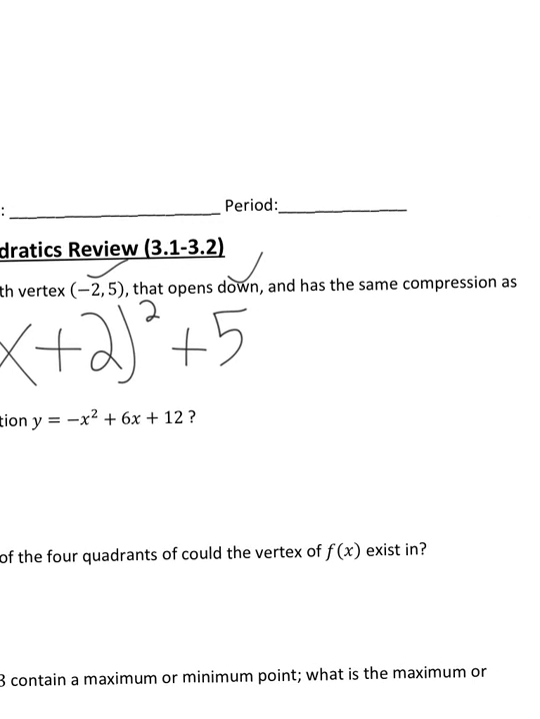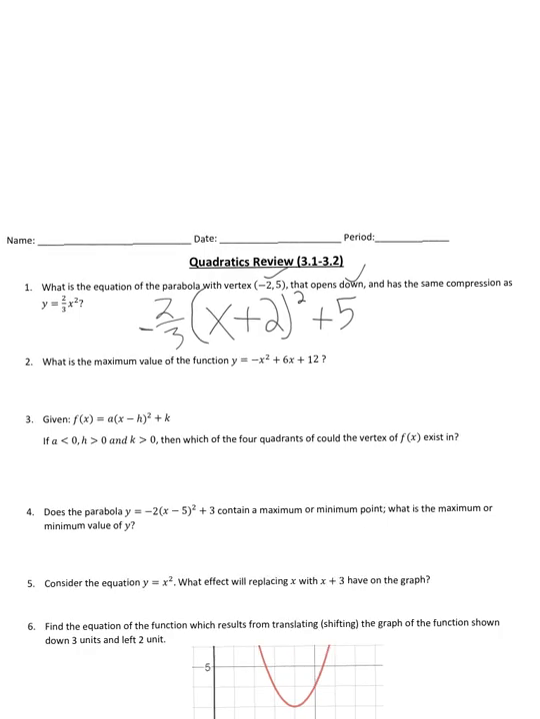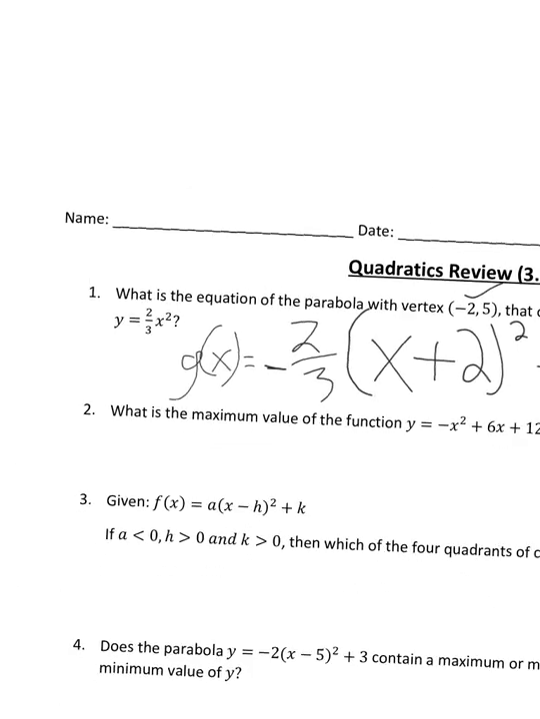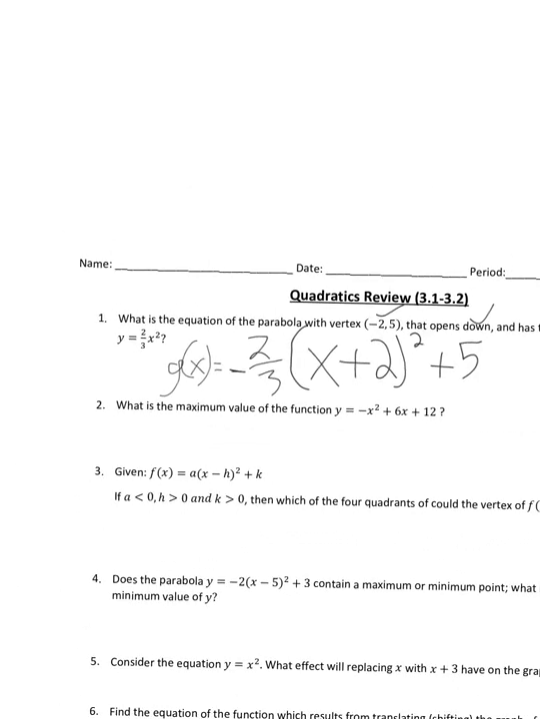And then it says it has the same compression of 2/3 x squared, which it does. So, usually when you do a transformation, you change f of x to g of x. So I'll say g of x equals that. And that's all I have to say about number one.